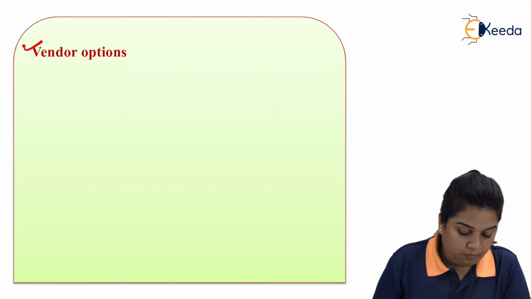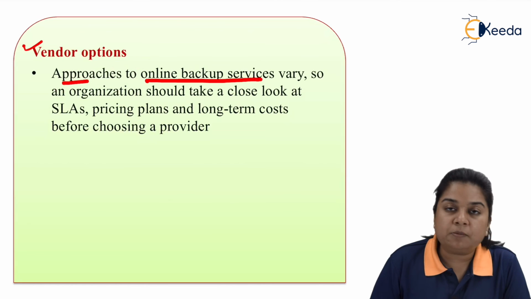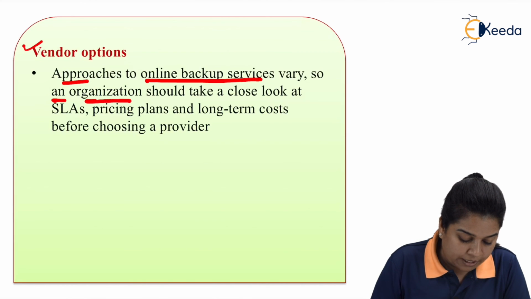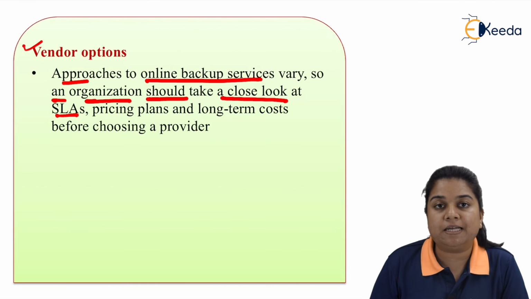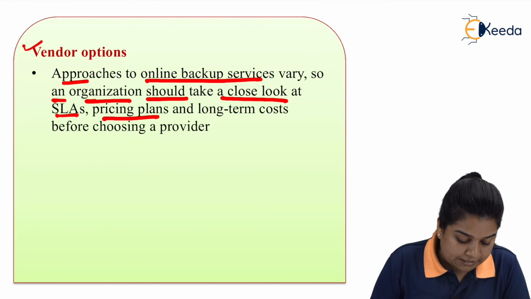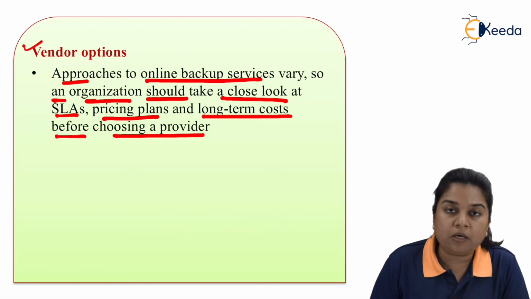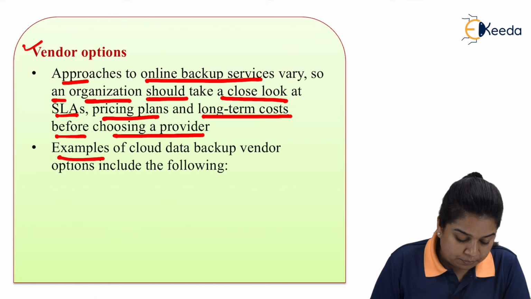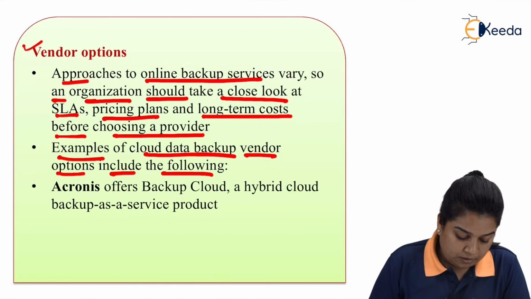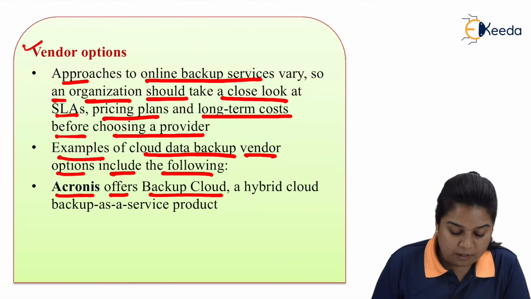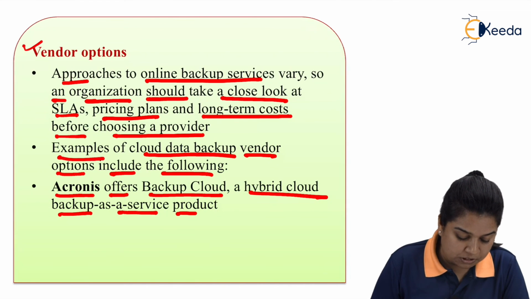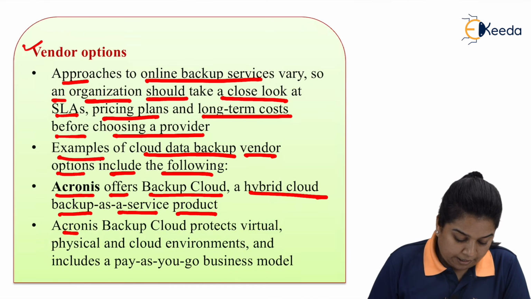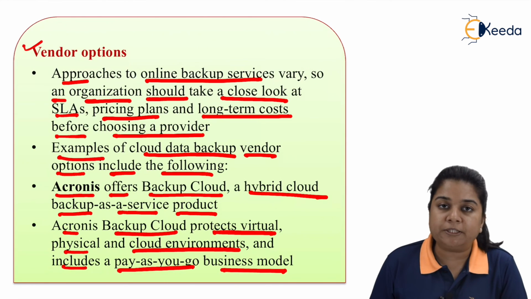Vendor options. Now, approaches to online backup services vary, so an organization should take a close look at SLAs, that is service level agreements, pricing plans, and long-term costs before choosing a provider. Examples of cloud data backup vendor options include the following. Acronis offers Backup Cloud, a hybrid cloud backup as a service product. Acronis Backup Cloud protects virtual, physical, and cloud environments and includes a pay-as-you-go business model.